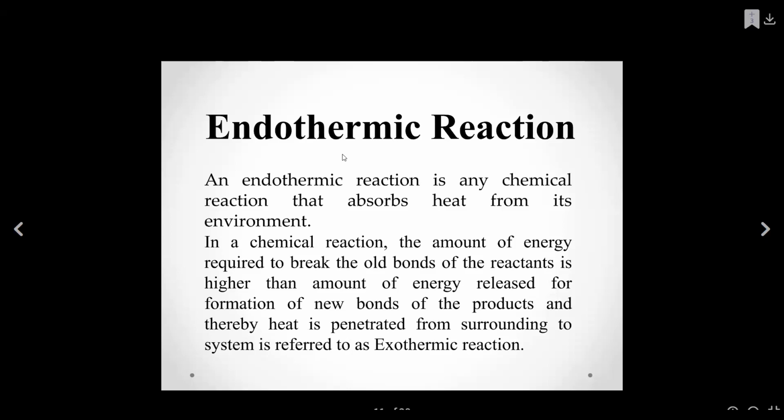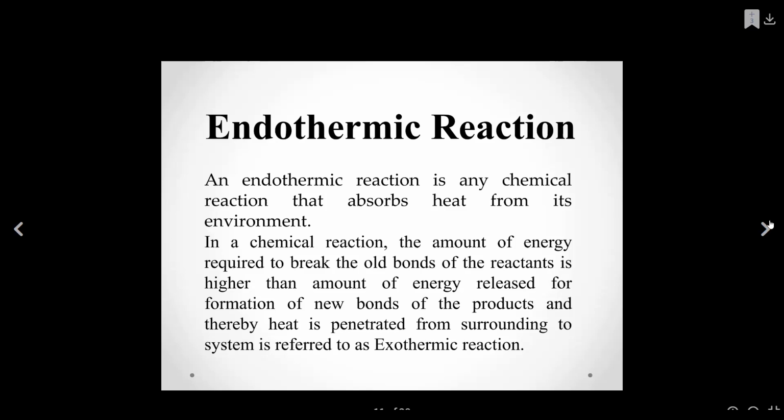In this case, the energy that is required to break down the old bond is greater than the energy for the formation of the new bond. It means that you need external energy from the surrounding to the system so that it will balance and help in the production of the new bond. So that is the endothermic reaction.